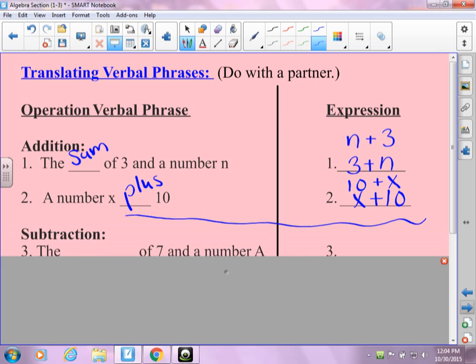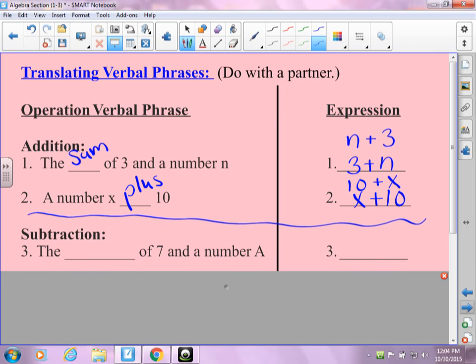Now let's go down to subtraction. We're going to look at the subtraction words to fill in these blanks. The blank of 7 and a number a, that would be difference. The difference of it. Now, order makes a difference when we're doing subtraction. And what we're going to do is it's going to be 7 minus a. When they talk about difference, the number that comes first actually comes first when we're writing the expression.